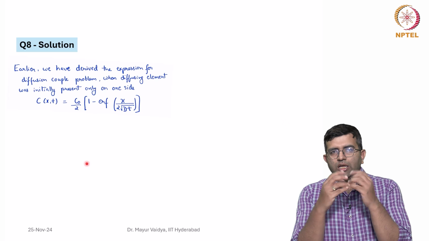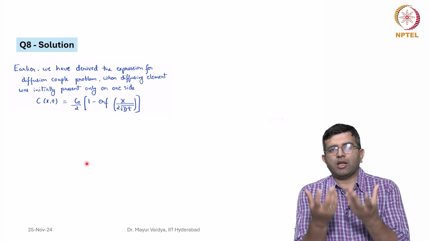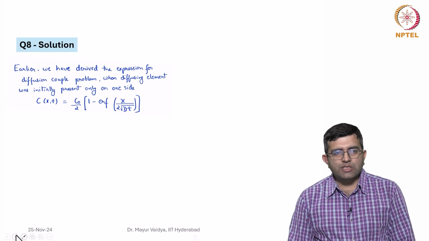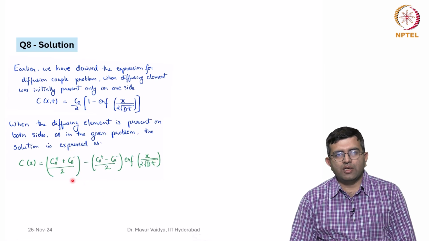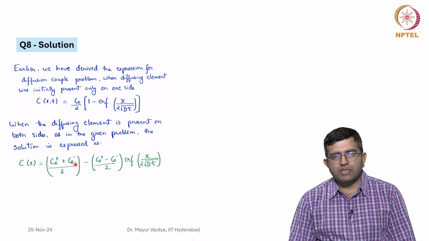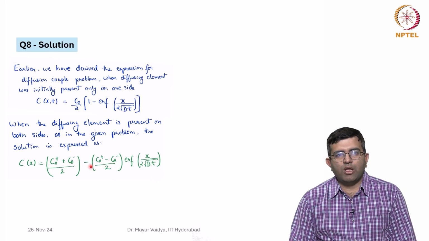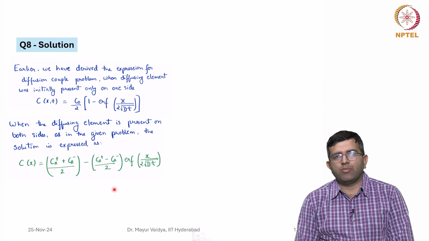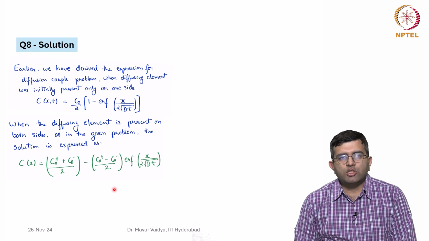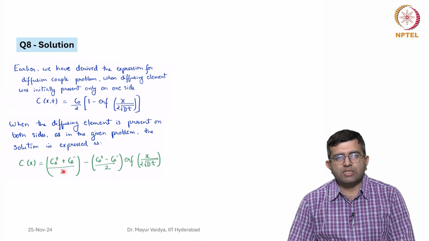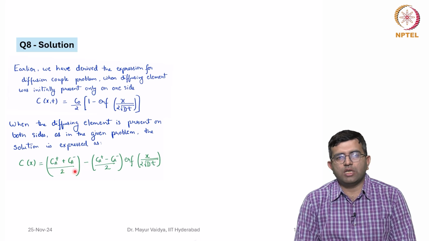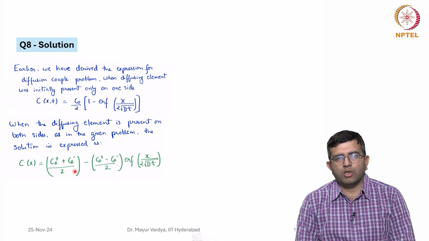Now the only change that has happened is that both sides are now alloys. In that case the solution is modified like this: C of x is equal to (Ca plus plus Ca minus) by 2 minus (Ca plus minus Ca minus) by 2 times error function of x by 2 root Dt. You can check here that if Ca minus is 0, you will basically come to the same solution. Or Ca plus, if it is 0 on one side, then it will come to the same solution.